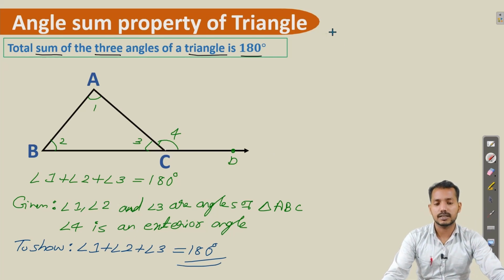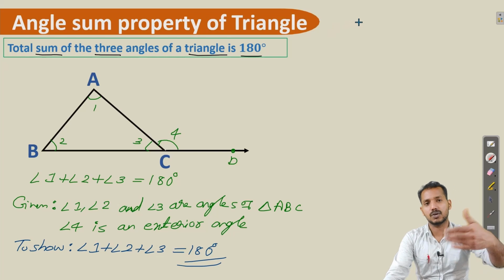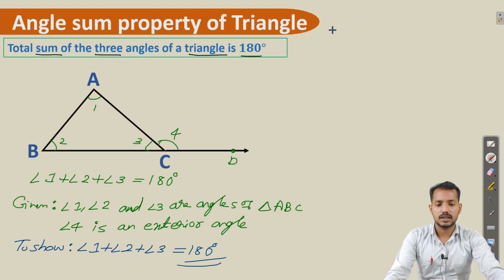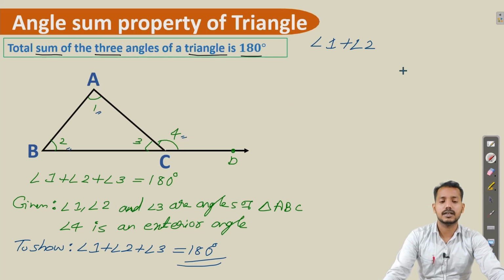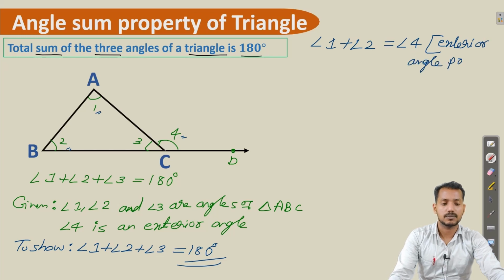Now first I am going to take the help of the exterior angle property, which we already have shown. So we can write that angle 1 plus angle 2, the sum of these two opposite interior angles, is equal to the exterior angle. Am I right? That is what the exterior angle property says. Angle 1 plus angle 2 is equal to angle 4. Which property? Exterior angle property.